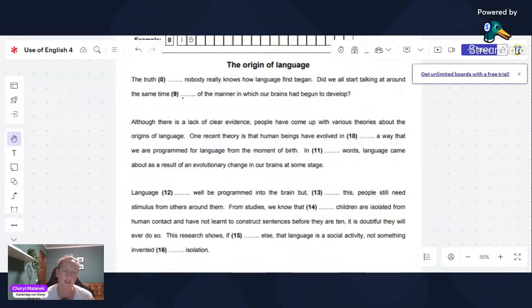Use of English part 2, 3, 4, it's the same thing. Even reading, writing, listening, speaking, it's all the same thing. Do you know the technique, the vocabulary, and the grammar?